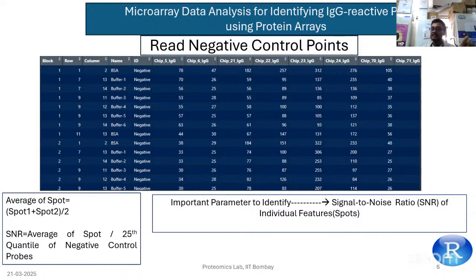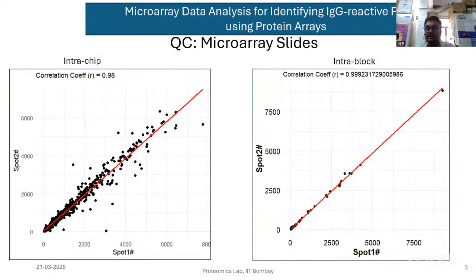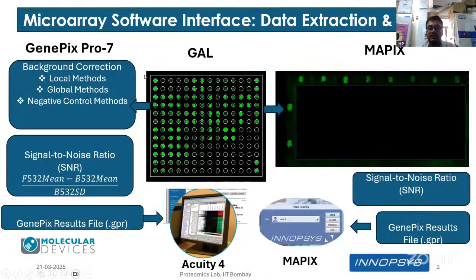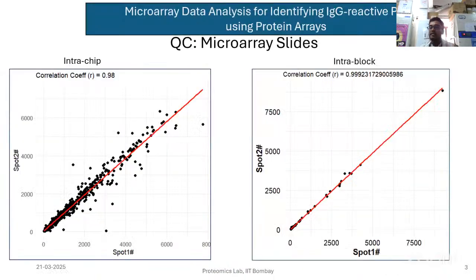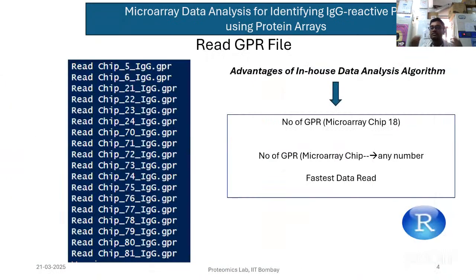Now for the SNR, before getting to the SNR you need to find out the average. The proteins which are printed are in duplicates, so these are the duplicate spots. How do you find the average out of it? F1 plus F2 divided by 2. This is the logic. Now you need to read the data in this way.